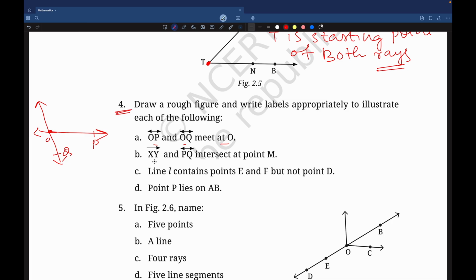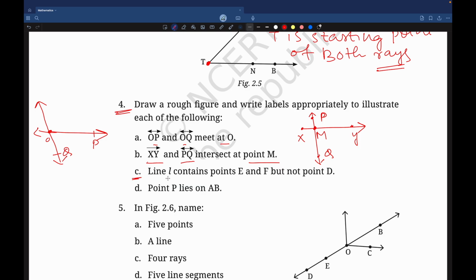Now next question. Ray XY and line PQ intersect at point M. This is a ray XY and this is line PQ, which intersect at point M. This is a point M. Ray XY and line PQ intersect at point M.